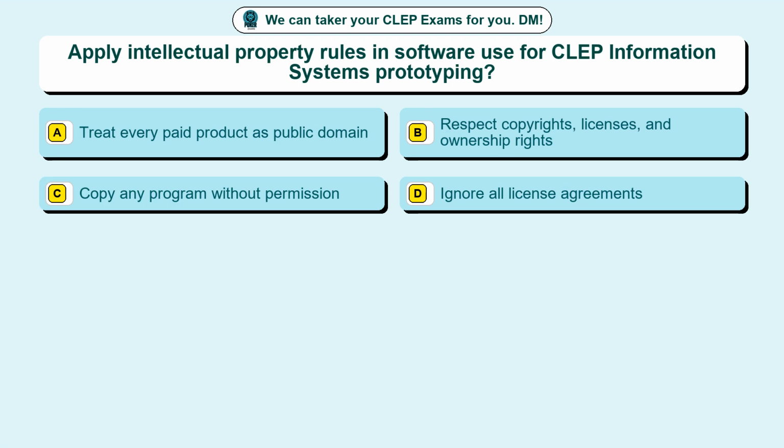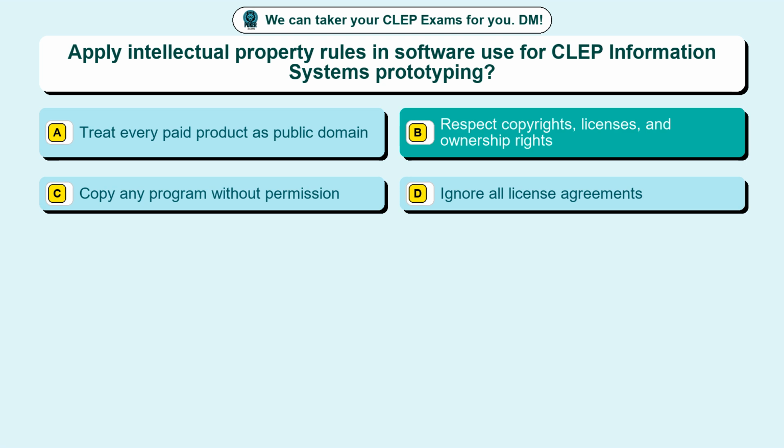Question 98. Apply intellectual property rules in software use for CLEP Information Systems prototyping. Option A, treat every paid product as public domain. Option B, respect copyrights, licenses, and ownership rights. Option C, copy any program without permission. Option D, ignore all license agreements. The correct answer is option B, respect copyrights, licenses, and ownership rights.